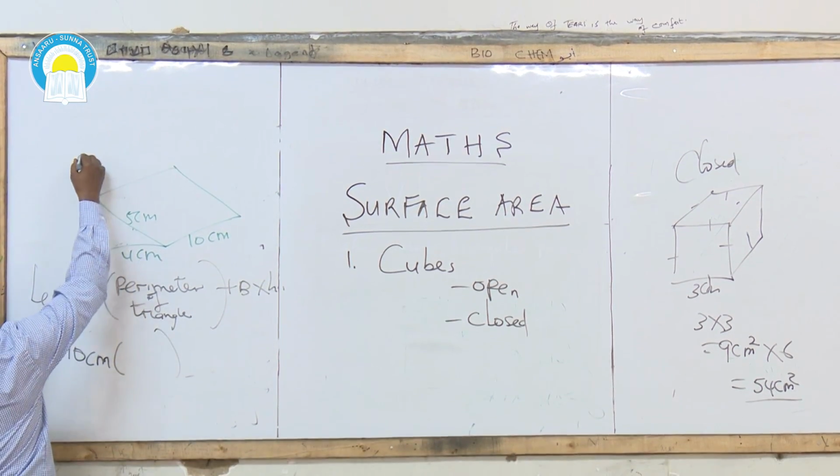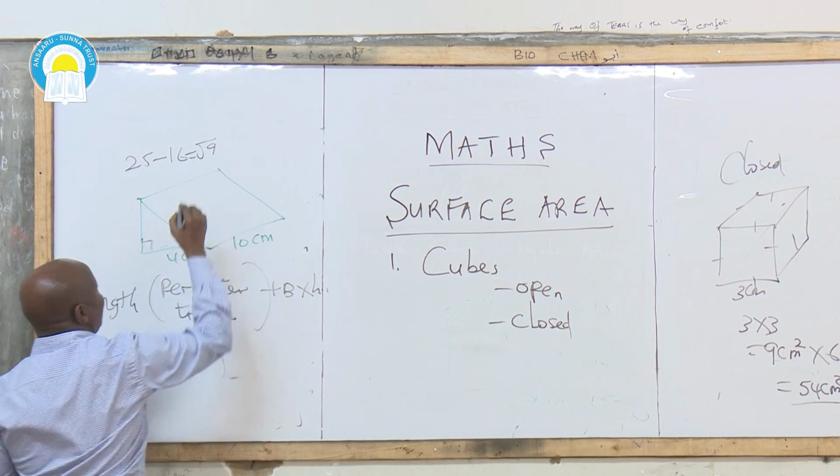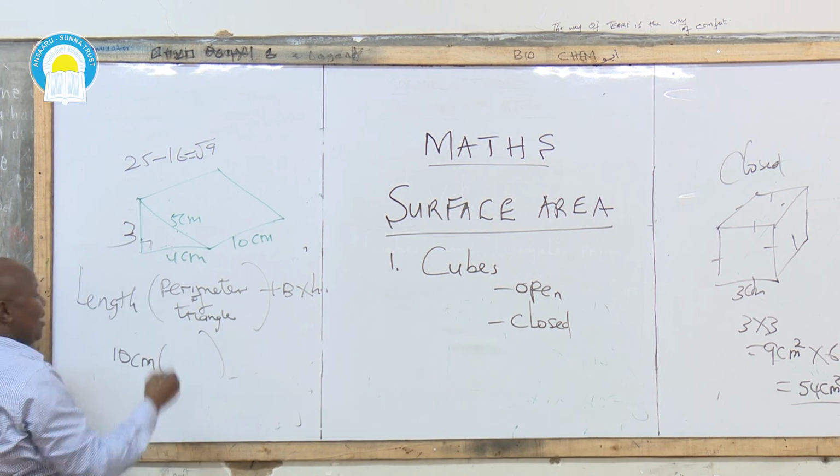So here we have 5 squared, which is 25, take away 4 squared which is 16, you get 9, square root of 9 is 3. In our case here now, our height is 3.